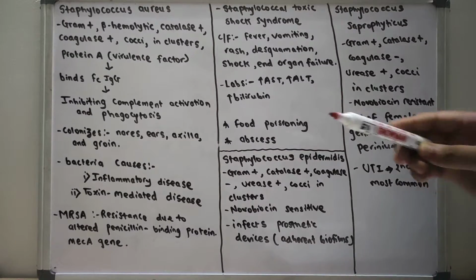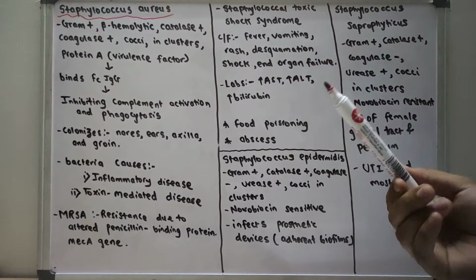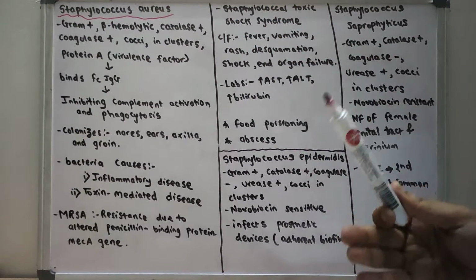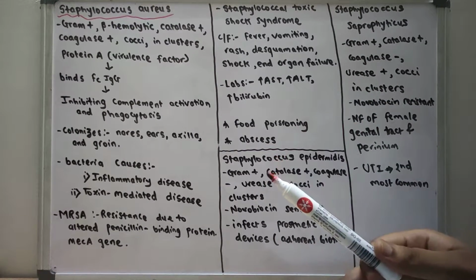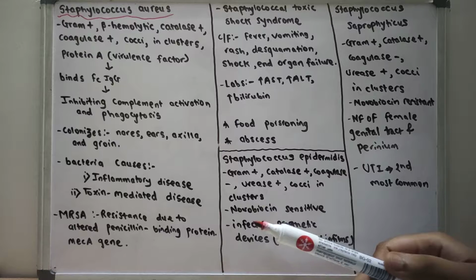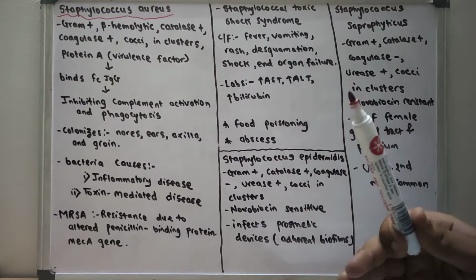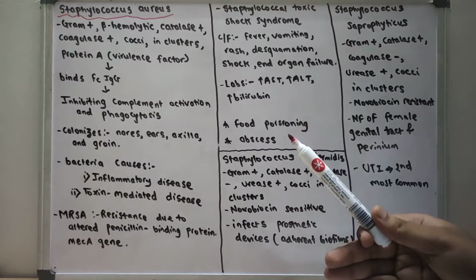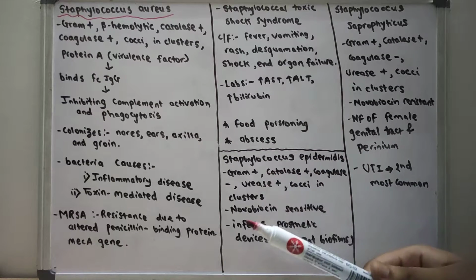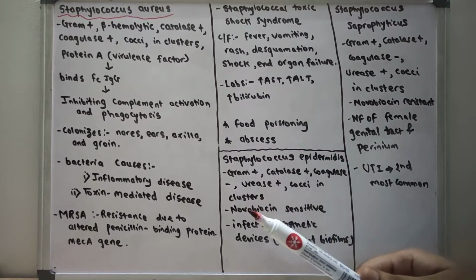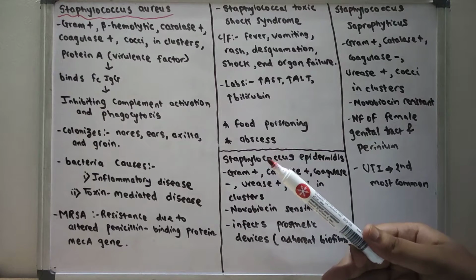So today in this video we are going to talk about Staphylococcus aureus and its various pathogenesis, how it causes its pathogenesis, and the various bacterial causes. We'll also talk about methicillin resistant Staphylococcus aureus, staphylococcal toxic shock syndrome, its clinical features, and how Staphylococcus causes food poisoning and abscess. And we'll also talk about the other two staphylococcal bacteria, that are Staphylococcus epidermidis and Staphylococcus saprophyticus.